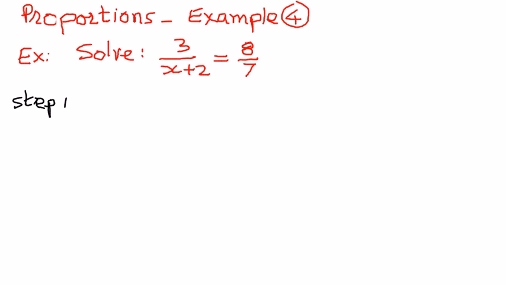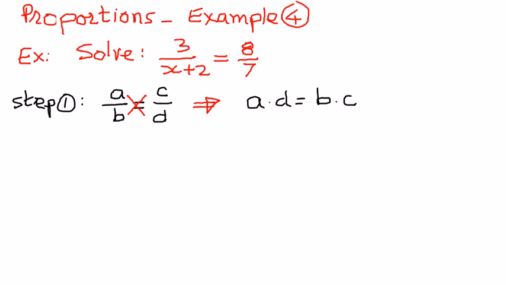Step number 1, we will use the proportions rule, and the proportions rule is telling us that if we have two ratios, a over b, and if that is equal to another ratio, c over d, we can cross multiply these and then write this proportions rule as follows. We can write it out as a times d is equal to b times c. We will use this rule on the given problem to be able to solve for this unknown quantity x.